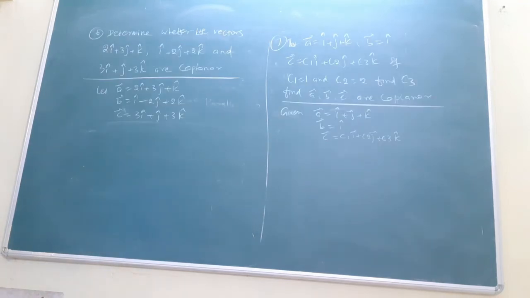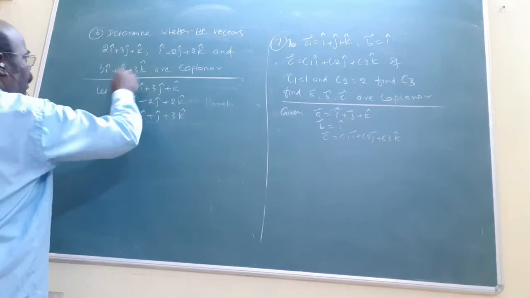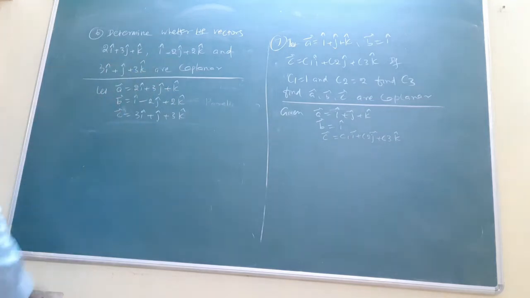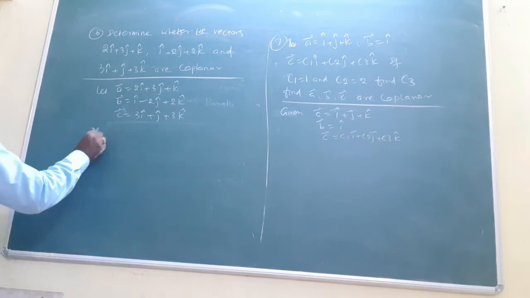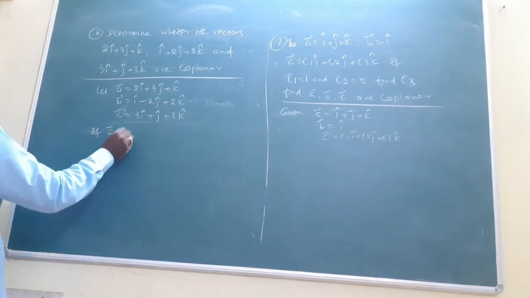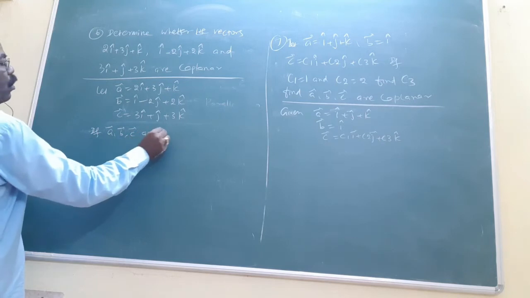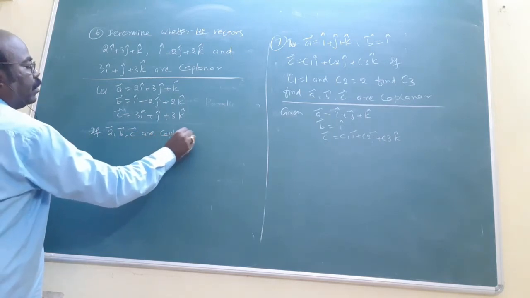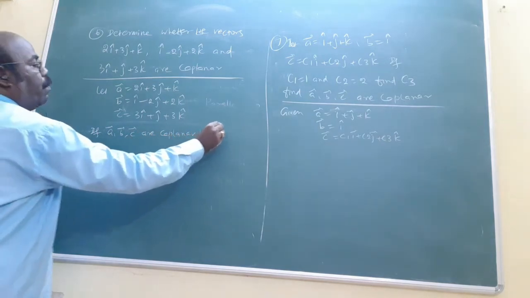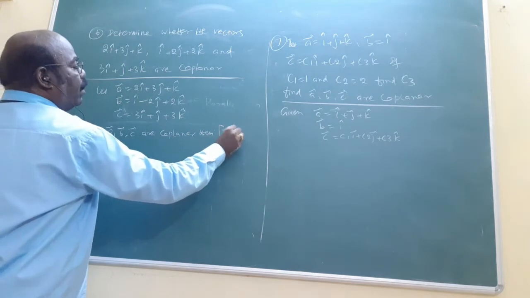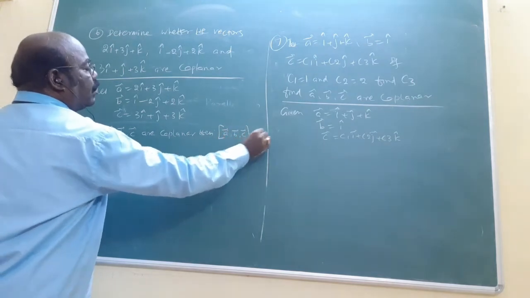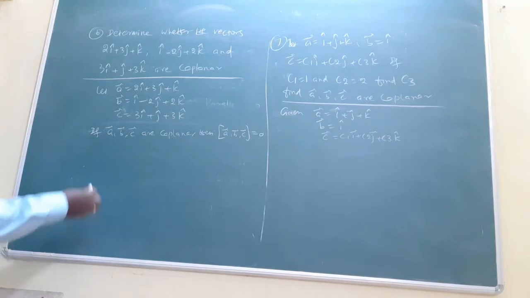Question number 6. Determine whether the three vectors are coplanar. The three vectors, you know, will be A vector, B vector, C vector. Coplanar means what I told you: if A vector, B vector, C vector are coplanar, then the box product is 0. Am I right? Now find the box product.